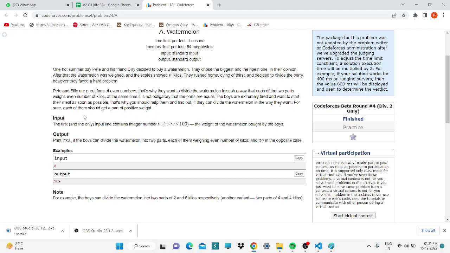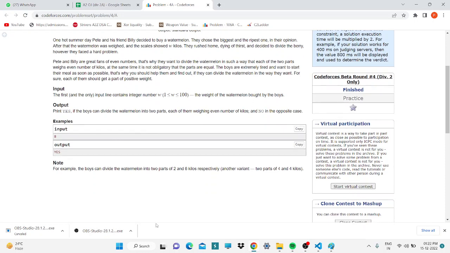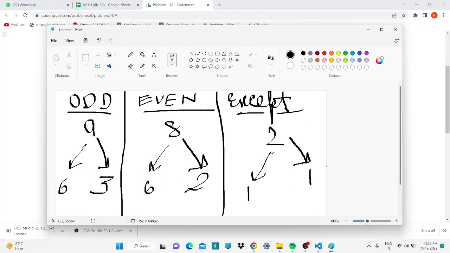Okay, so the problem statement says that we will be given a weight, any number, and we have to see if we can divide that number into even parts or not. In the input, we are only given a number W, which is the weight of the watermelon, between 1 and 100, and we have to output yes if we can divide it and no otherwise.